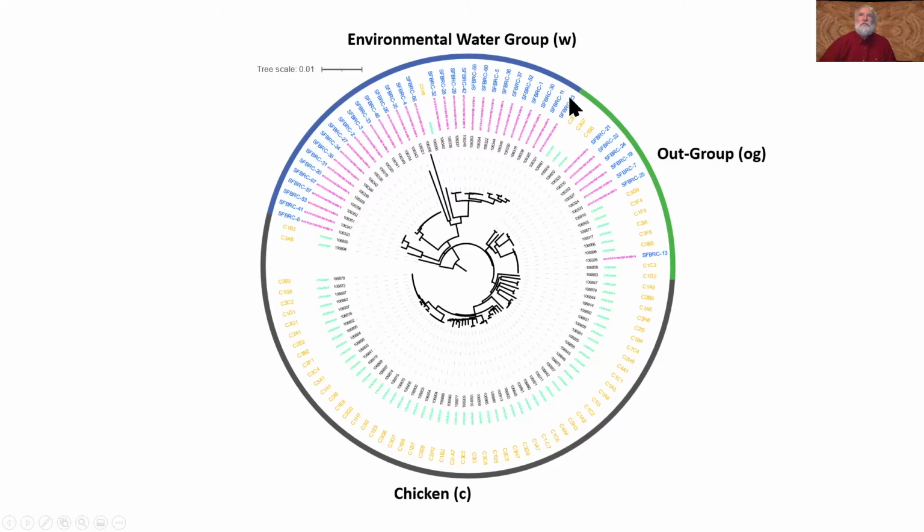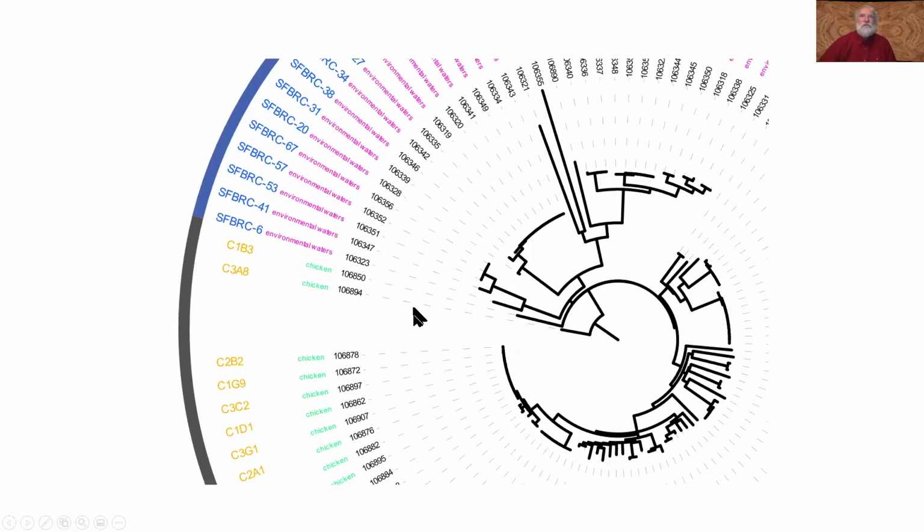The first population includes most of the river isolates. A second population that is coded in green here includes both river isolates and some chicken isolates. And then the bulk of the chicken isolates are here. Now, these two, I'm going to show you a zoom in on those two so that you can see that they are actually more closely related to everybody down here than they are to the river isolates.